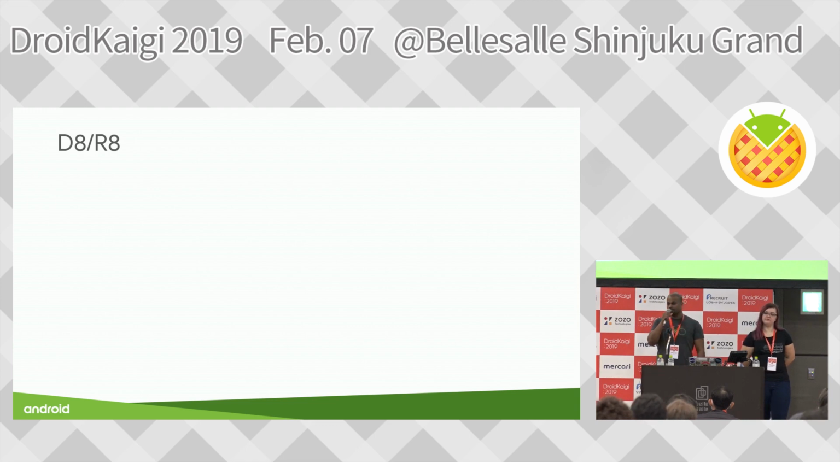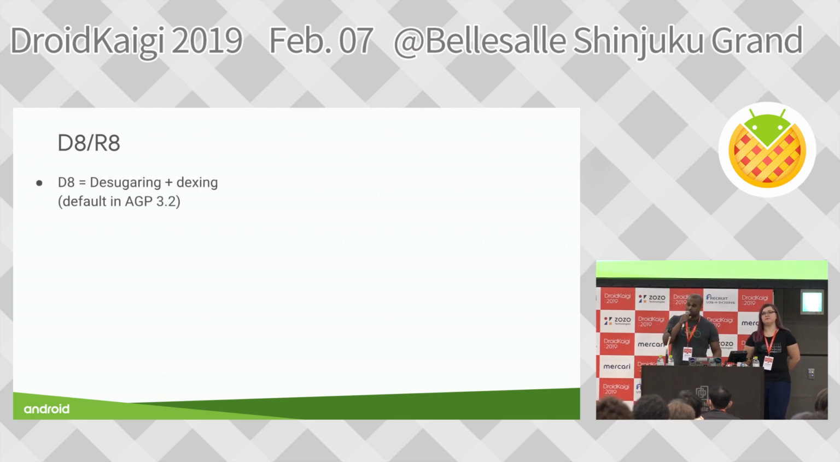D8, R8 is something we've invested a lot in, and you might have heard about it, and I'm here to demystify that a little bit. So what is D8? As of 3.2, D8 was a default part of the toolchain, and that's our DEX replacement tool. So it actually replaces the old DEX tool, but it also integrates desugaring in the same step. Desugaring, if you don't know, is where it rewrites your Java 8 language features so that they're backwards compatible and can run on the Android platform.